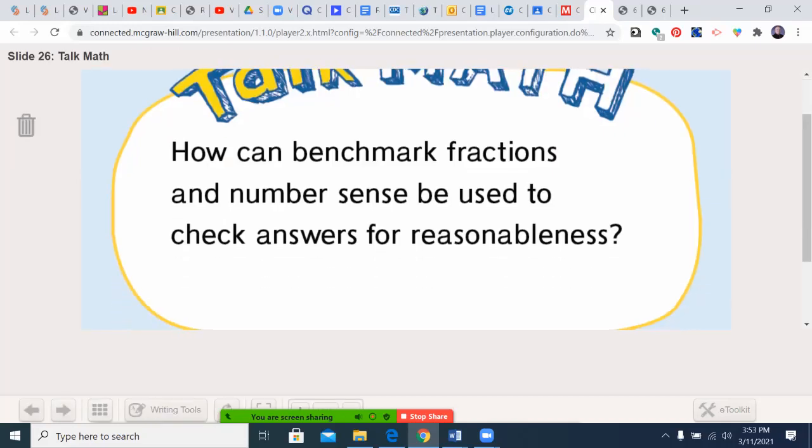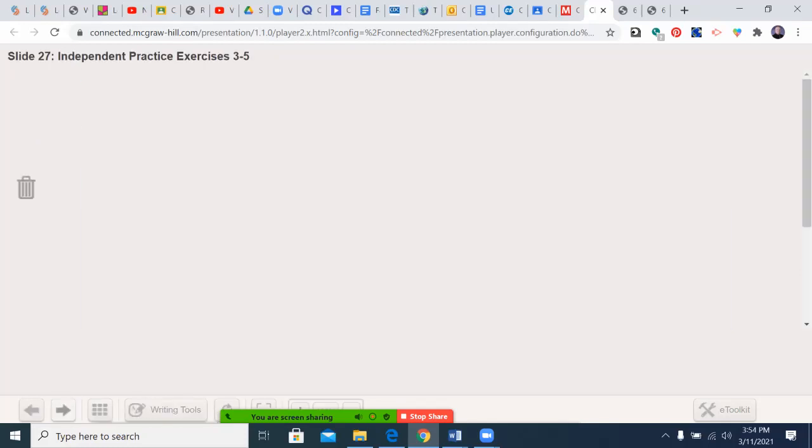How can benchmark fractions and number sense be used to check answers? If I was adding 1/10 plus 1/10, and suddenly I got like 11/10, I know that that doesn't make sense. Those are almost 0, and all of a sudden I've got over 1. So that's one example. And number sense is something you should be really applying every chance you get.